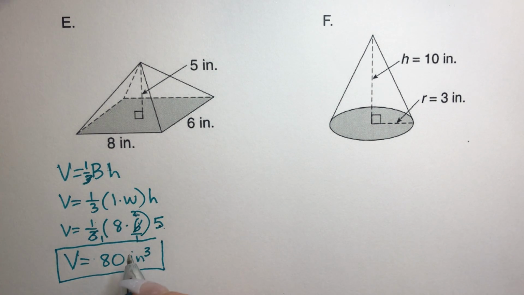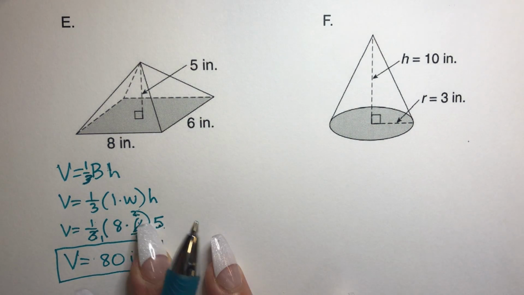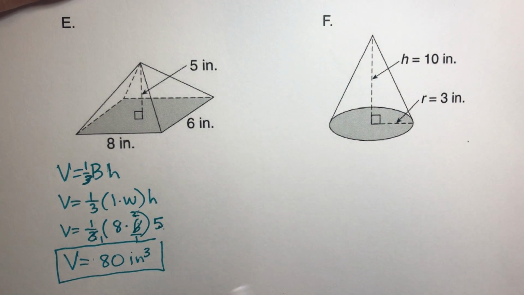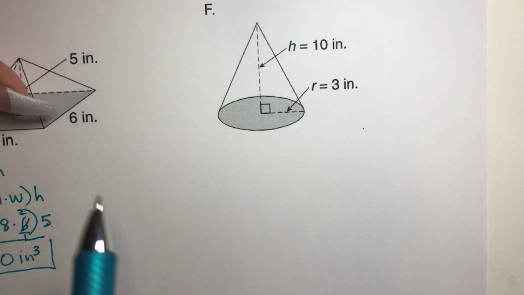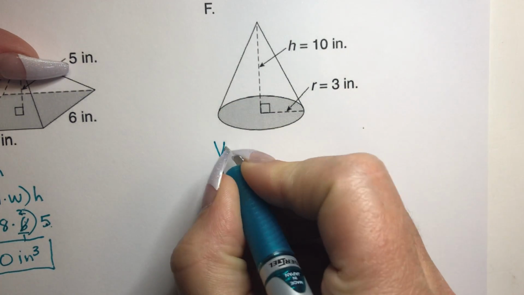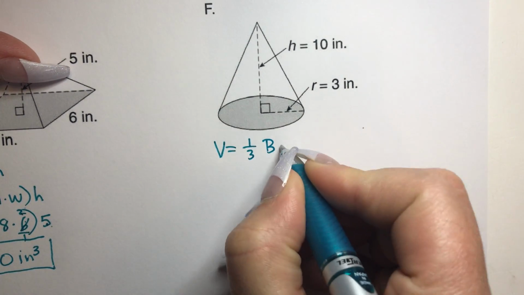If I went 8 times 2 and got 16, and then 16 times 5, I had to go over here to the side. So sometimes if you just think about the order and they make a really easy number like 10, it's easier to work with 10 than it is 16. So if you got that one right, great job. Let's go ahead and move on to this beautiful cone. It's a beautiful cone. All right, so the volume equals 1/3 base times height.